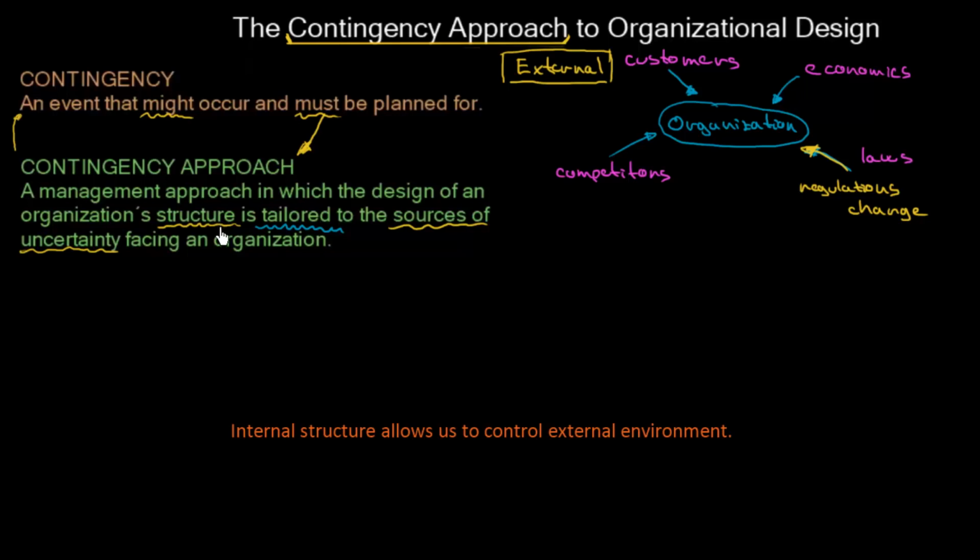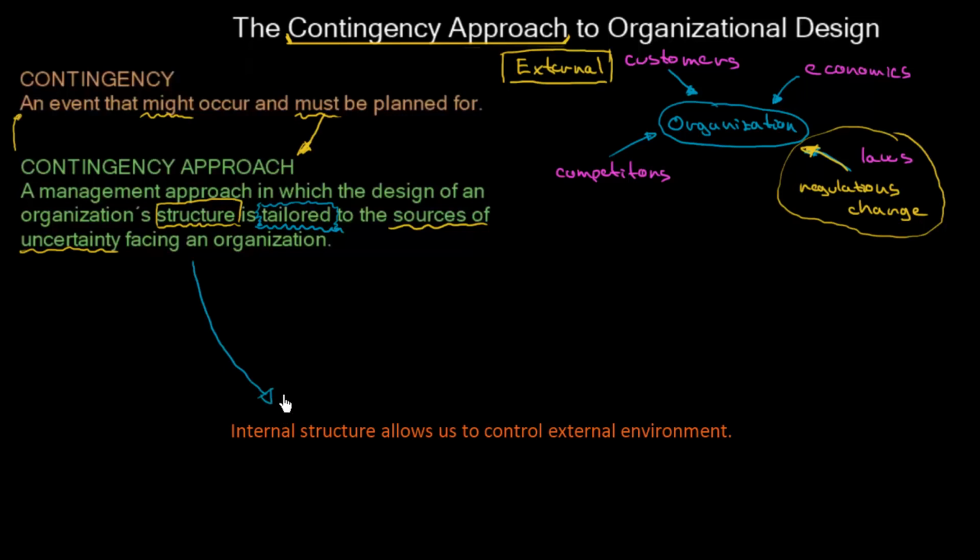We need to tailor our structure according to this. So let's say that there is a lot going on with the law and the regulations that we are facing. The structure that we will create according to the contingency approach is that we will have a really strong law department. And that is basically the main idea of the contingency approach. At least from my perspective, I always try to remember this word, that we are tailoring it to the sources of uncertainty.